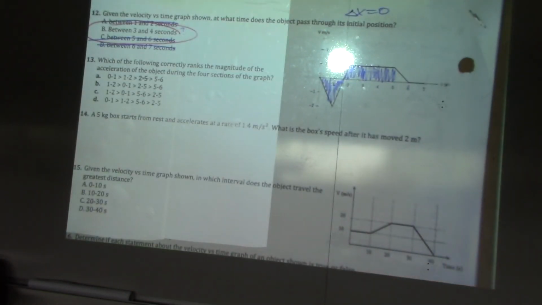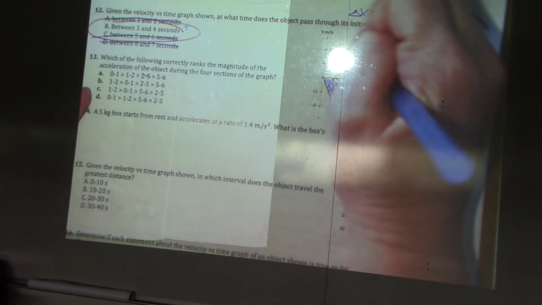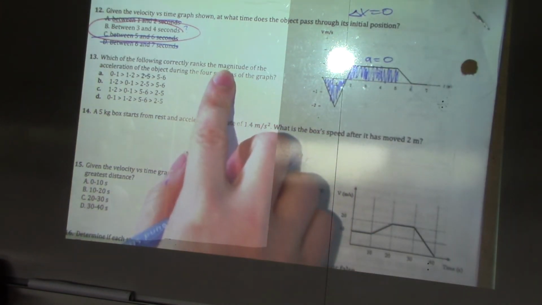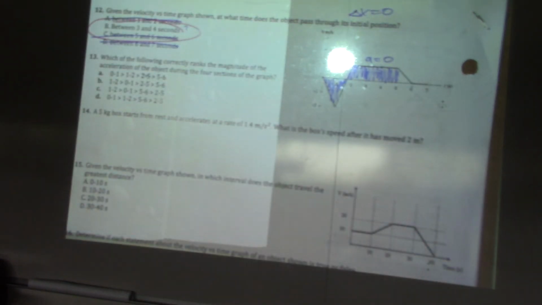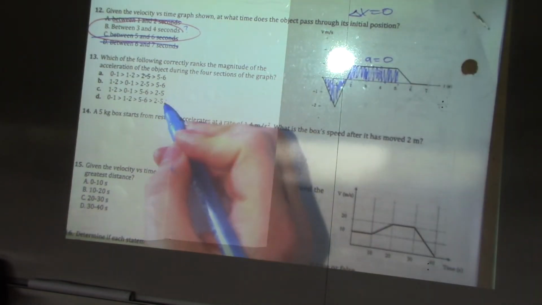All right, ranking magnitude of acceleration in the 4 different sections. So the easiest one is that this one right here is flat. This is an acceleration of 0. If we're looking at magnitude, it doesn't matter if it's positive or negative. 0 would be the least acceleration you can have. So from 2 to 5 is for sure my last acceleration.